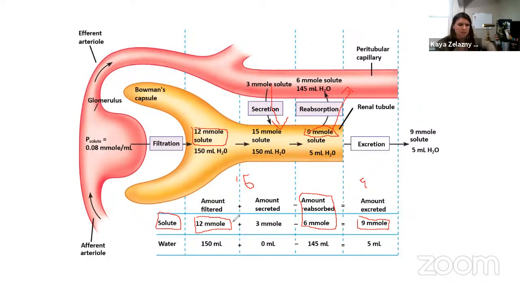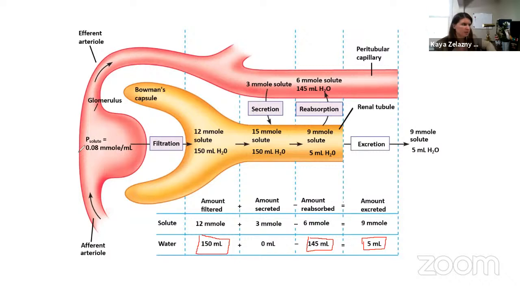Okay, so we can also do this with water. Just like we can do it with a solute, we could say, if we got 150 milliliters of water into our filtrate, we're not actually going to secrete water, but we are going to reabsorb a ton of water, 145 milliliters, leaving us with only 5 milliliters in the urine, which is good because we want to keep most of our water for blood volume.